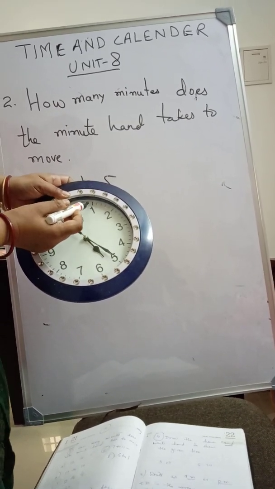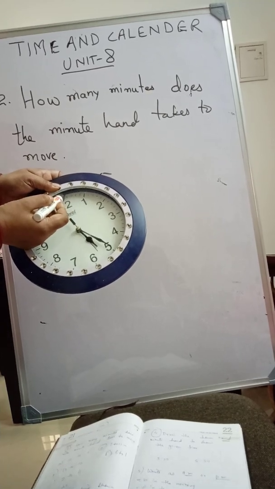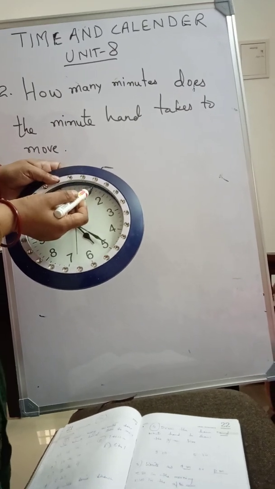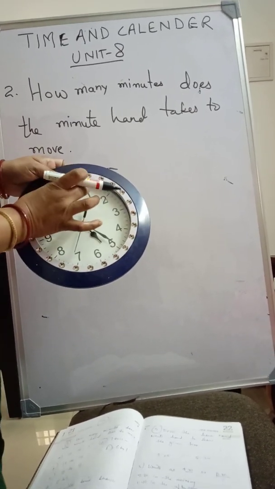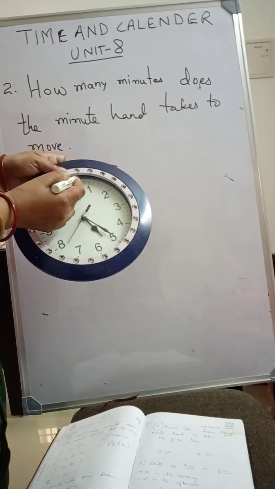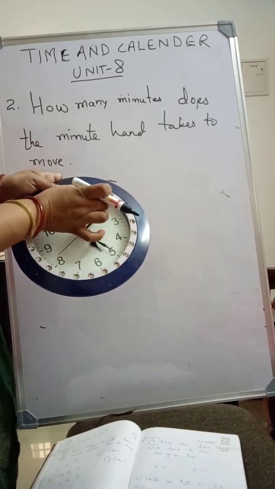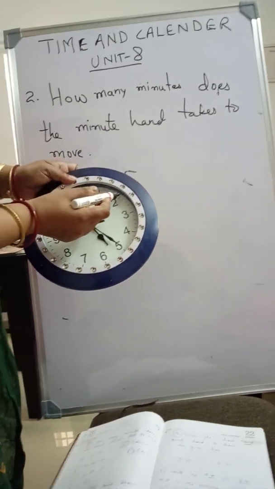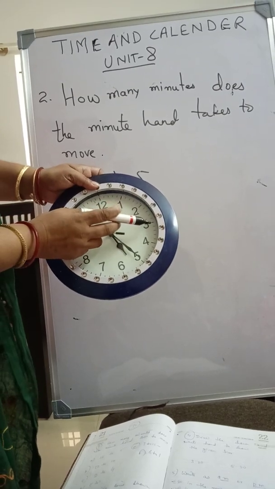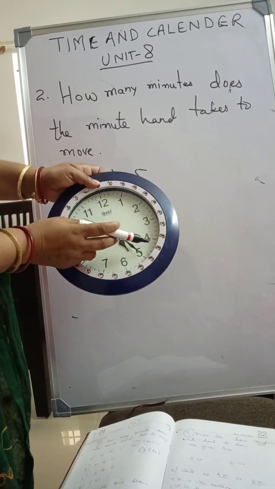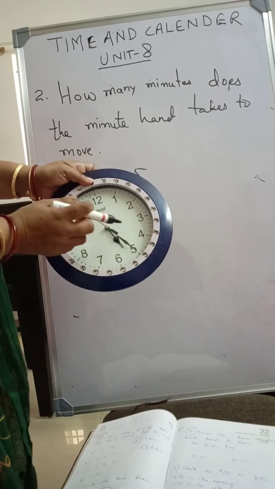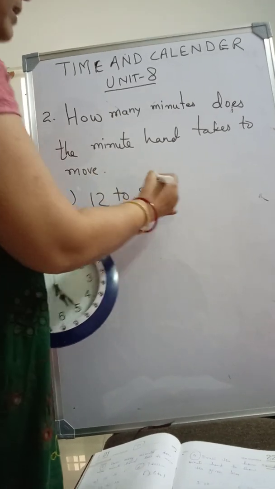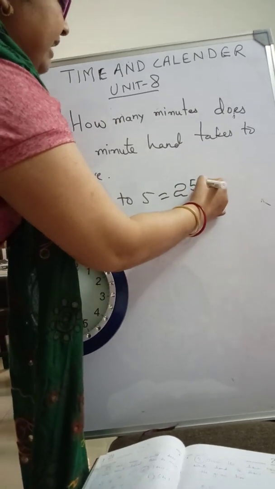Let's see, from 12 to 1, it is divided into 5 equal parts. Each section is divided into 5 equal parts. So 1, 2, 3, 4, 5, 6, 7, 8, 9, 10, 11, 12, 13, 14, 15, 16, 17, 18, 19, 20, 21, 22, 23, 24, 25. So when the minute hand moves from 12 to 5, it takes how many minutes? 25 minutes.